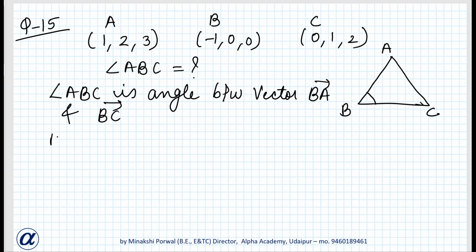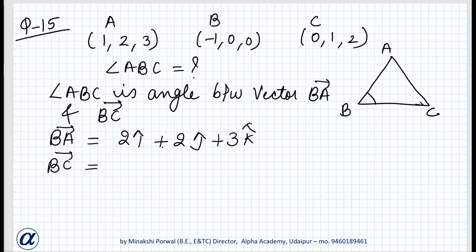Now vector BA will be given by A minus B. So it will be 2i, 2j, 2 minus 0 plus 3k. And BC will be C minus B. So 0 minus of minus 1, i, that is 1 minus 0, j plus 2k.